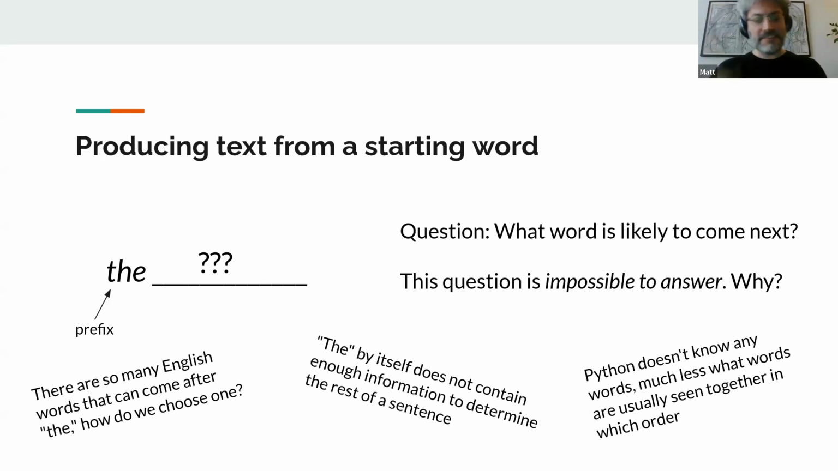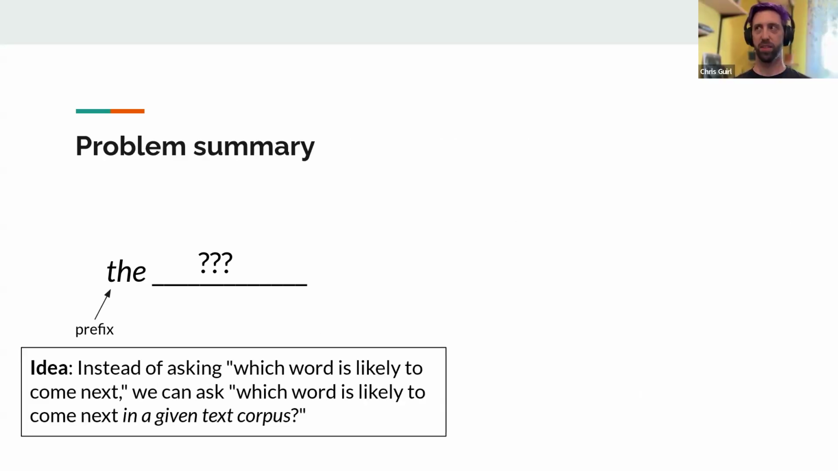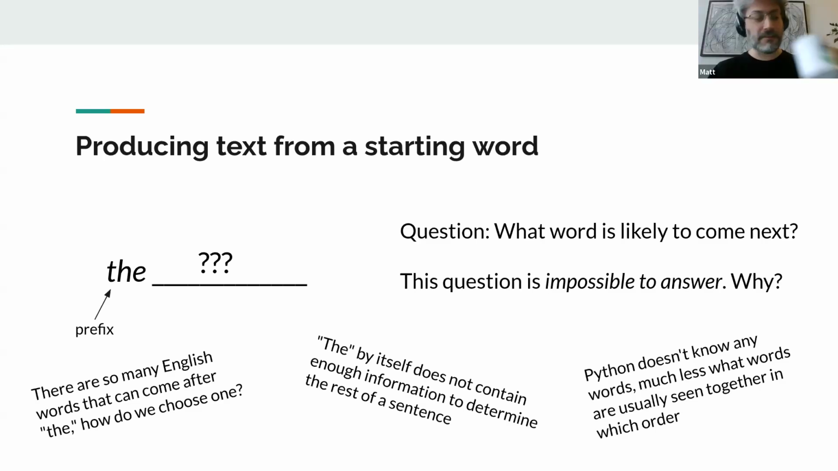Here's a few excuses. Some of these we covered already. One is that there are so many English words that come after the. How can we possibly choose one? The by itself does not contain enough information to determine the rest of a sentence. So that's a context thing. And then Python, in this case, we are going to write in Python, but fill in with your favorite programming language, doesn't know any words. So we can't really go and ask it for help either. And there's a band called The. So it could even be followed by itself. Yep, you could do that. I would argue in that case that the is a noun, but that doesn't really help, actually.